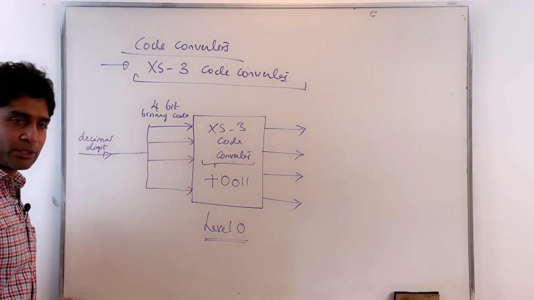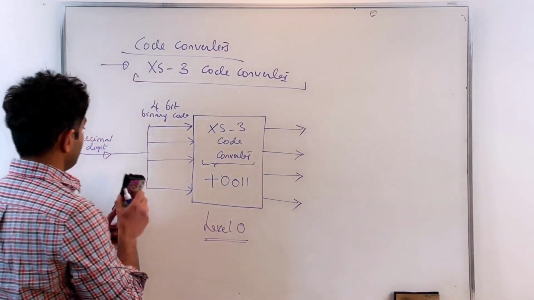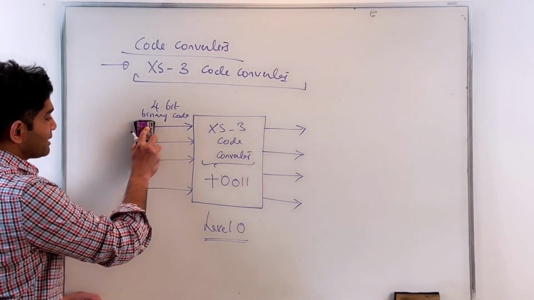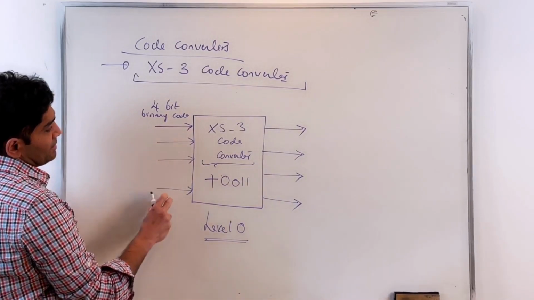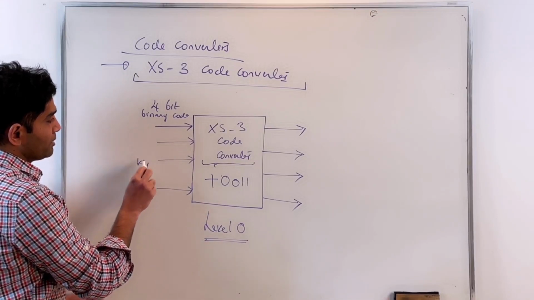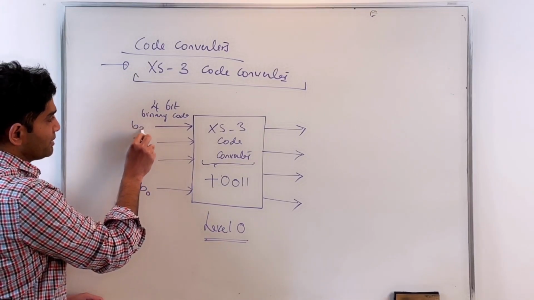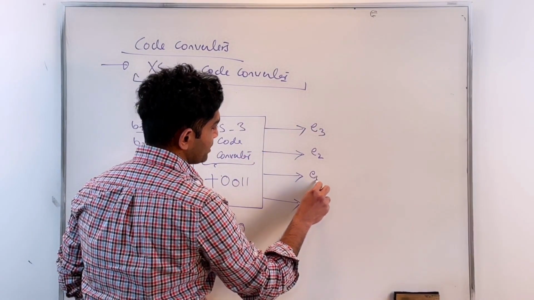And that's my XS3 code coming out of my system. So let's not worry about the decimal digit. Let's start working with the binary coded decimal value here. So here, let me call that B0, B1, B2, B3. That will be E3, E2, E1, E0.